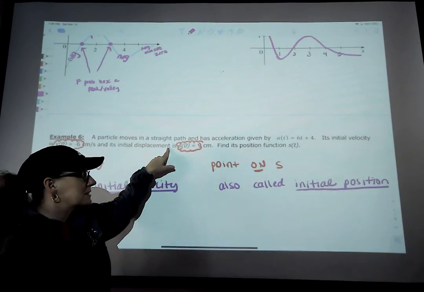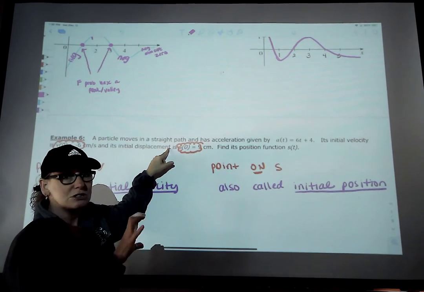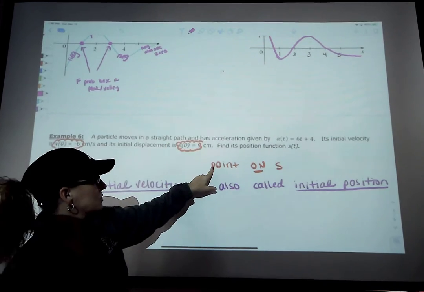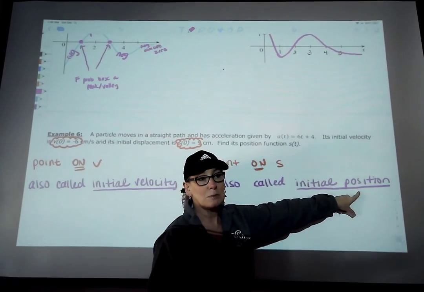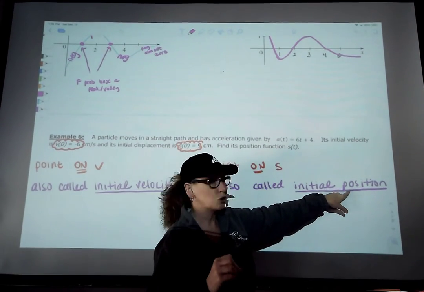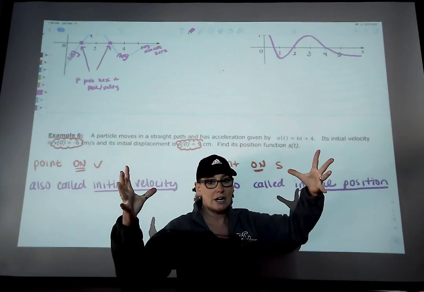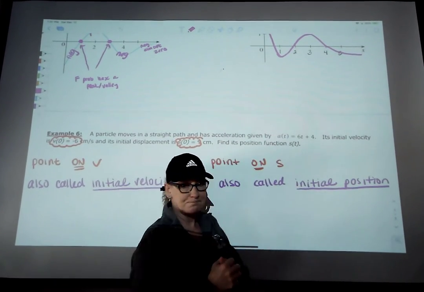Initial displacement. Know that displacement and the position function go together. So this is a point on s. It can be called its initial displacement, or it can be called its initial position. Vocabulary. Lock those in. You're going to have to interpret those words over and over and over again.